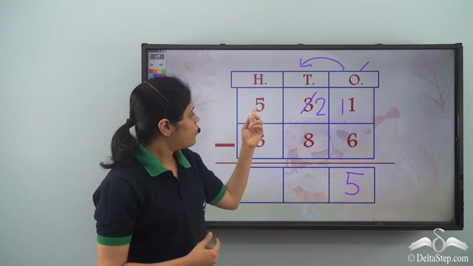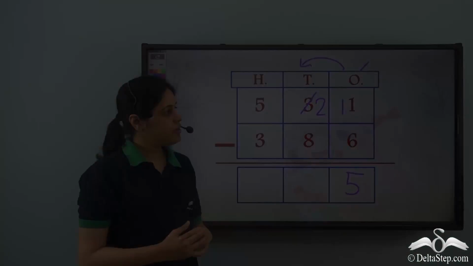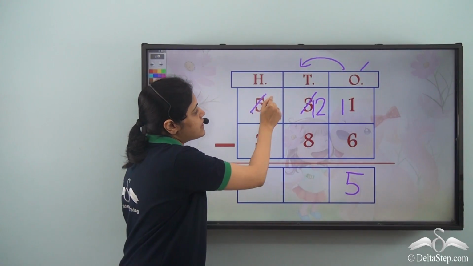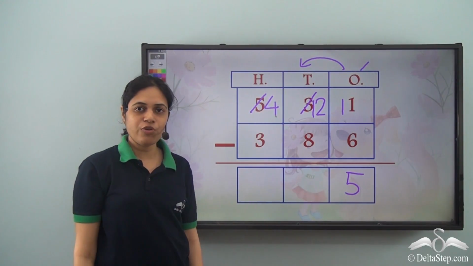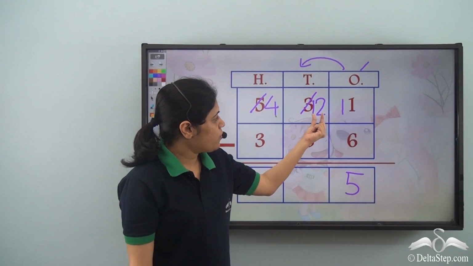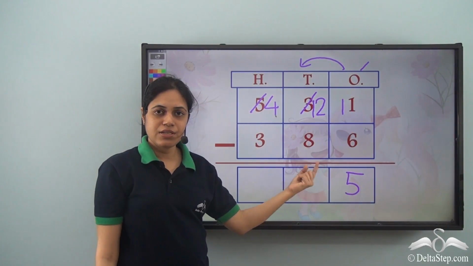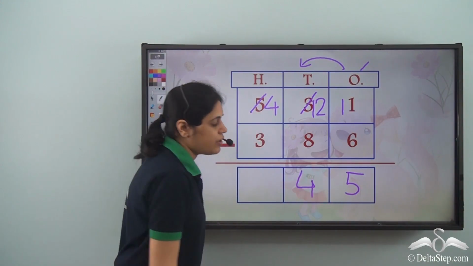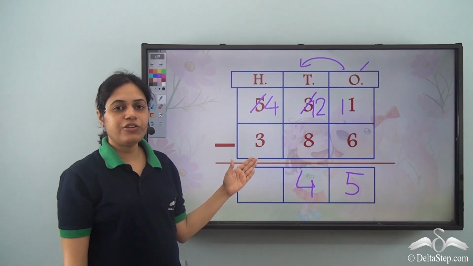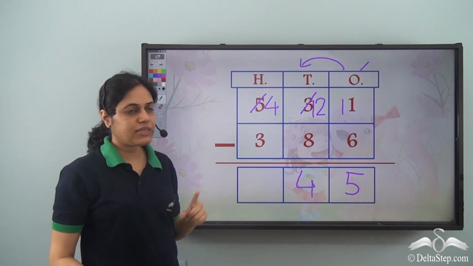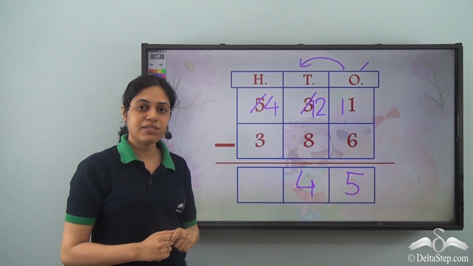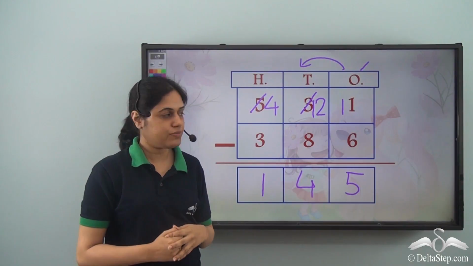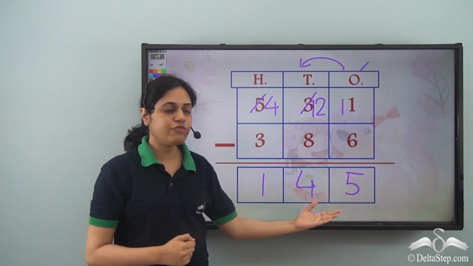So this 2 will borrow from this 5. When it borrows, it becomes 12. And since this 5 is giving 1, it becomes 4. So in the tens room, I have 12 minus 8. What is 12 minus 8? 4. So I have 4 here. And in the hundreds room, I have 4 minus 3. What is 4 minus 3? 1. So I have 1 here. So the answer is 145.